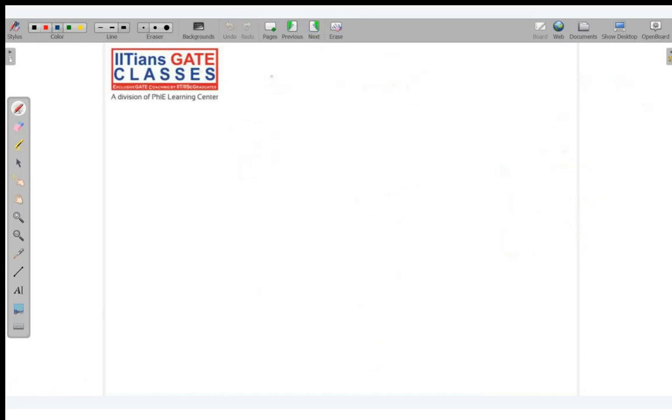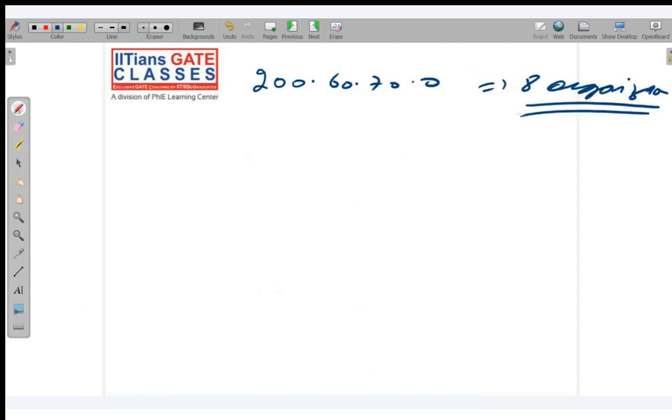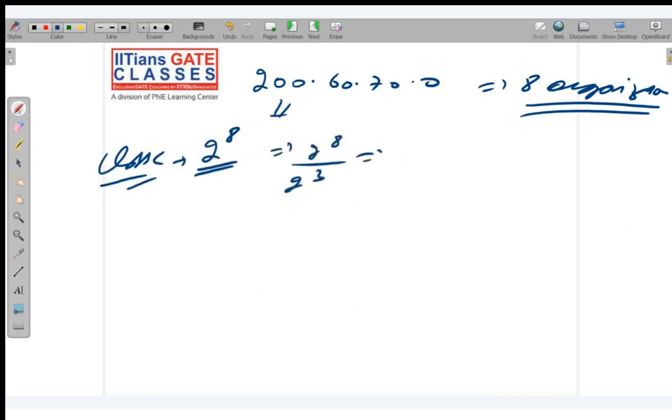So now just for the sake of easy imagination, I will start with class C. 200.60.70.0, a class C IP address is this, and I want to distribute it among 8 organizations. So how will you start? First of all, you should say this is class C. Total 2 power 8 IP addresses are there, and you want to distribute them among 8 organizations, so 2 power 3. So each organization will have 2 power 5 IP addresses.